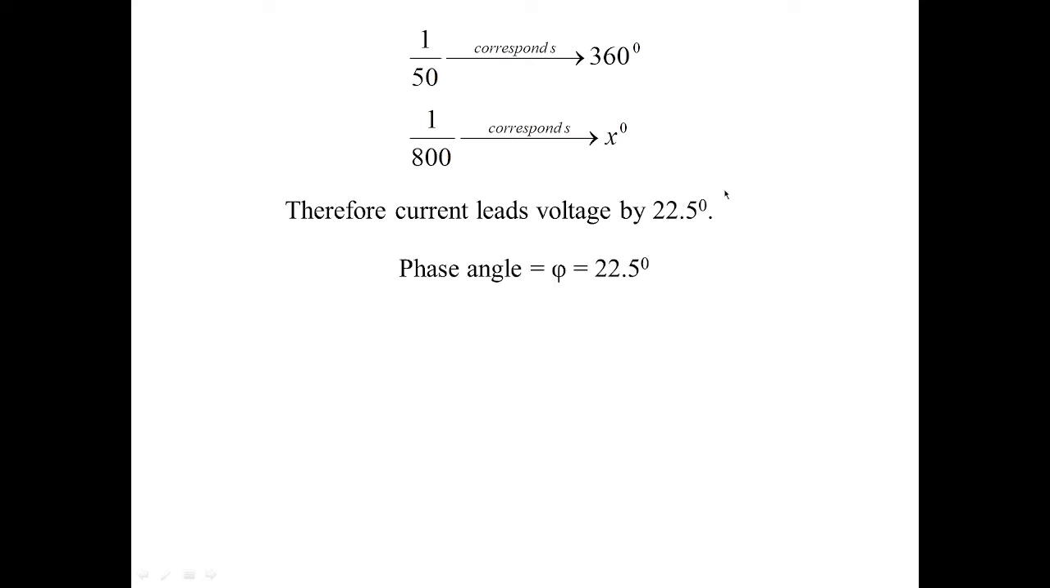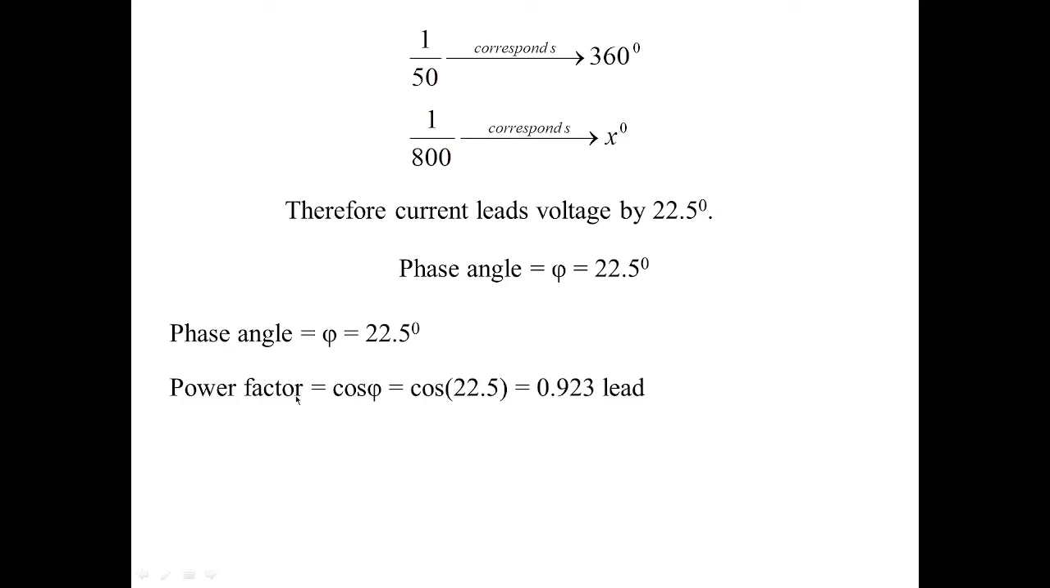So now the phase angle, which is 22.5 degrees, is obtained. Once the phase angle is obtained, the power factor is simple. Power factor is nothing but cos of phase angle. So cos of this value will give you 0.923 lead. Why is it lead? Because it's an RC circuit, and that is why it is a leading power factor.